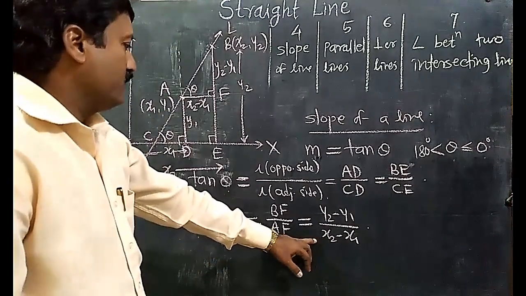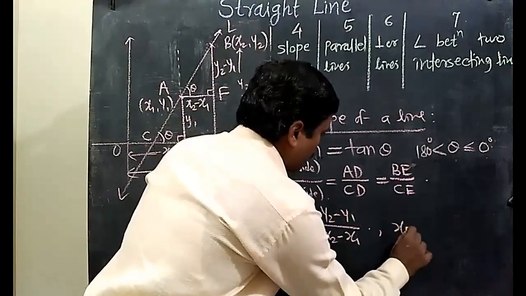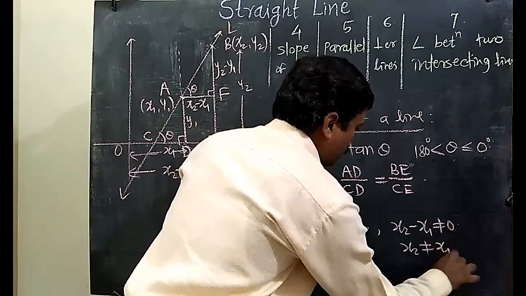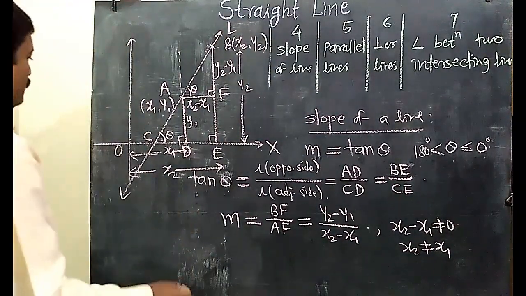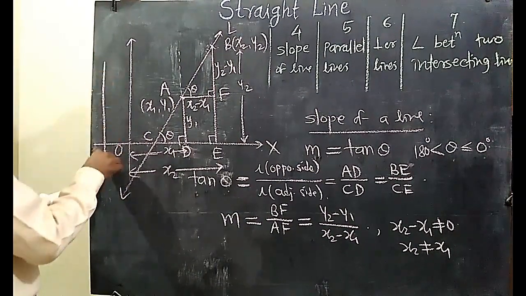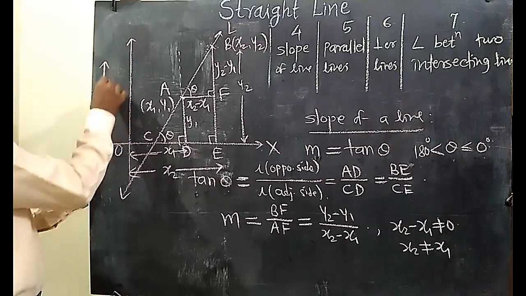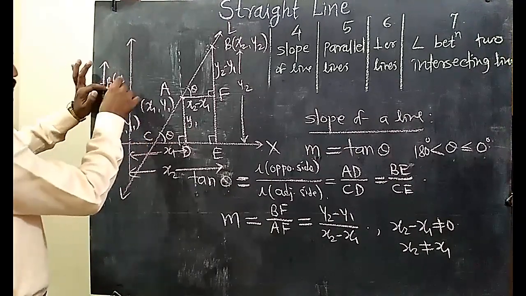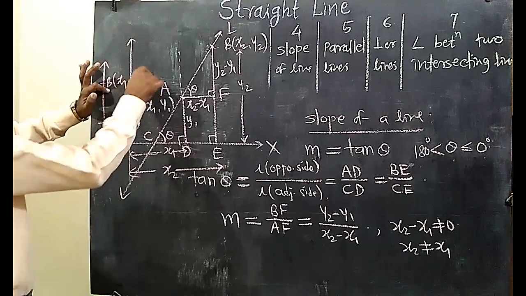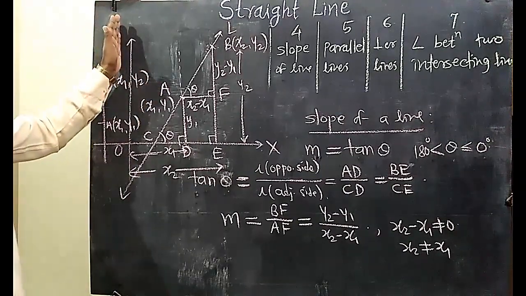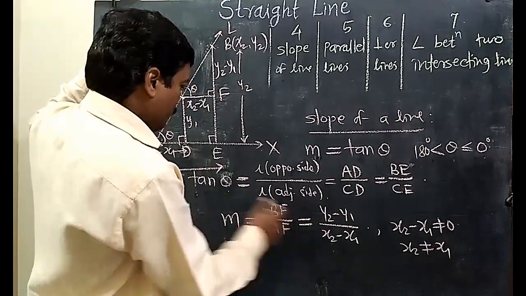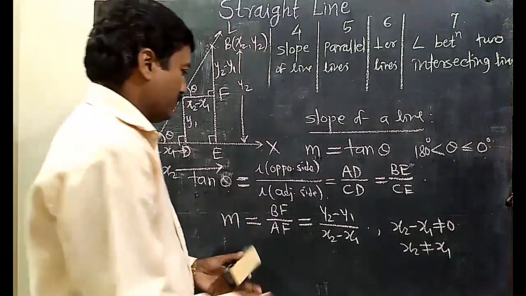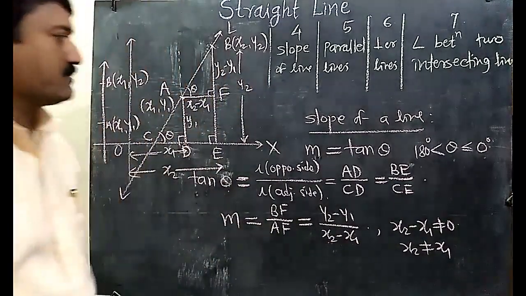So the formula for slope of a line is y2 minus y1 upon x2 minus x1, under the condition that this x2 minus x1 should not be 0. It means x2 and x1 should be different. If the line is parallel to the y-axis, and x1, y1 are the coordinates of point A, then the x coordinate of B is also x1. Y2 will be different. So when the line is parallel to the y-axis, we can't use this formula. So this tan theta is not possible only if the line is parallel to the y-axis. So remember the condition that x2 and x1 should be different.